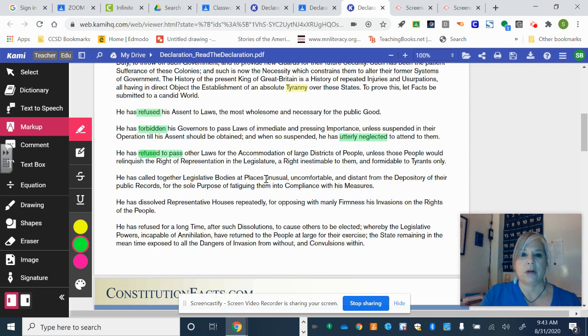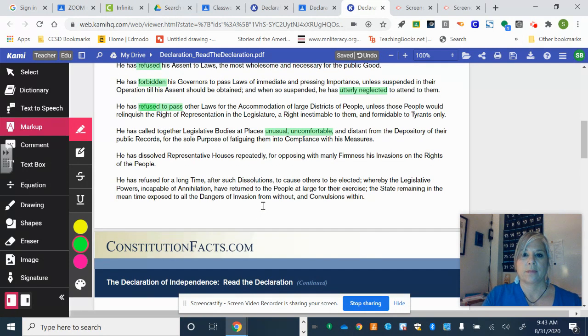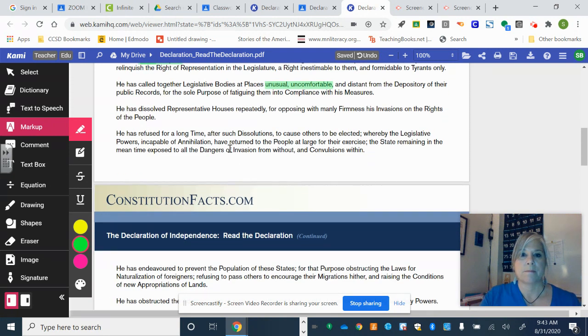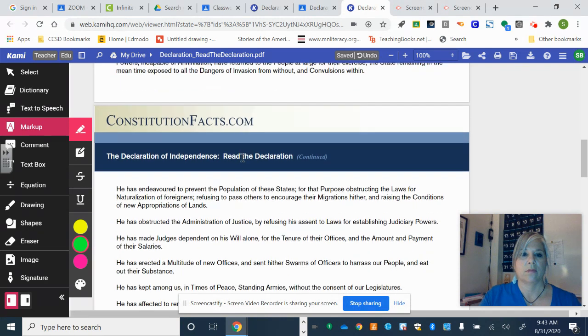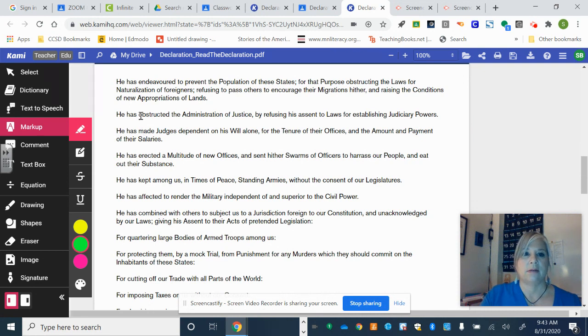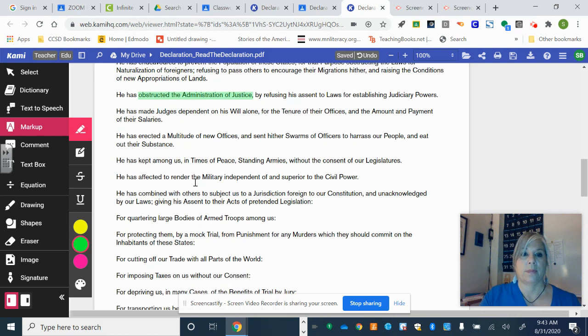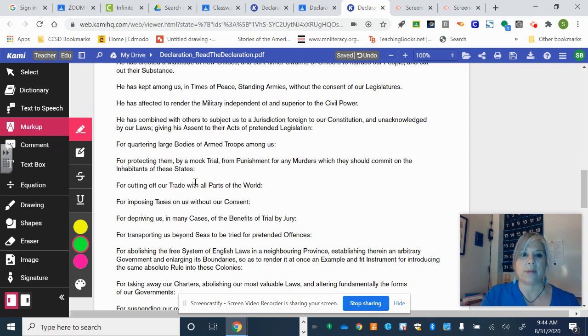I'm going to highlight some more interesting or strong language to start to pull out some of the pathos, which is the appeal to emotion. He has obstructed administration of justice. That's always a serious accusation. Again, I'm not going to go through every single thing right now because I don't want to be here for an hour doing this. You guys will get bored and fall asleep, and we don't want that. He's protecting people by not really giving them punishment for murder. So the king is protecting his own people when they break the law.